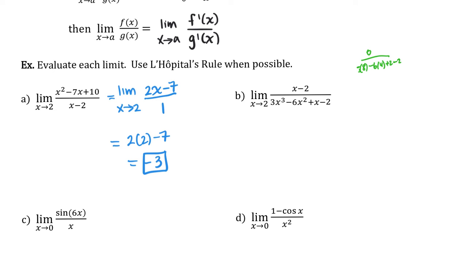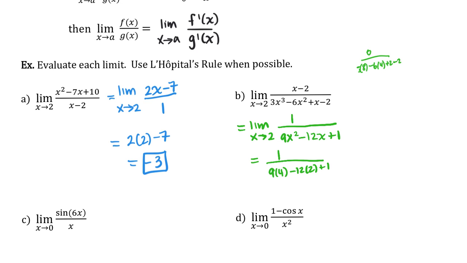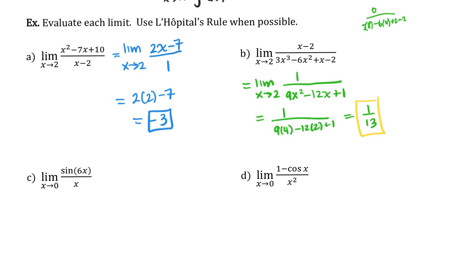Because it's 0 over 0, I can apply L'Hopital's rule, because it's a fraction. Okay, so if I take the derivative of the numerator, I get 1. If I do the derivative of the denominator, I get 9x squared minus 12x plus 1. Okay, and now I can do direct substitution on this. So this is 1 over 9 times 4 minus 12 times 2 plus 1. That's 36 minus 24, 12, plus 1, so 1 over 13. Now, if I had tried one of our old strategies like factoring, I would get the same result, but this makes some of these a lot easier. For example, number C.